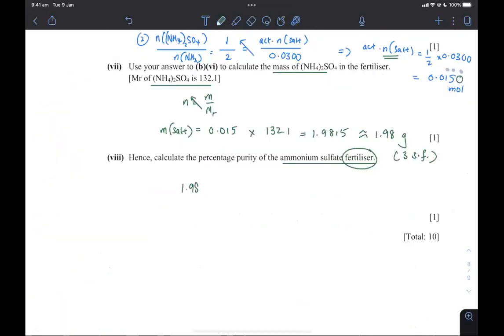So the percentage by mass, or percentage purity, of the ammonium sulfate fertilizer is just going to be the mass of that, 1.98 divided by 6.60, times 100%. I get 30 on my calculator. By right, it should be 30.0% to 3 significant figures. I'm not saying that you will get penalized every time you don't have the 3 significant figures, but out of 10 marks, there's probably 1 mark for significant figures, just like there's 1 mark for the appropriate number of significant figures in your Paper 3 practical chemistry usually as well. Okay, so that's it for this question.